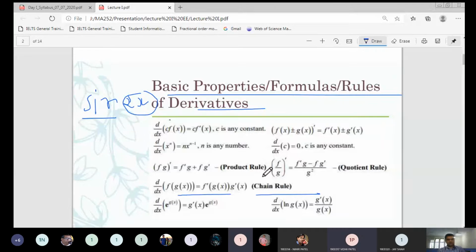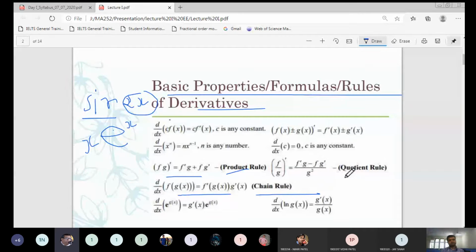Product rule. Good. If you want to differentiate x times e^x, first differentiate x, then e^x remains as it is, plus x times the derivative of e^x. This is the product rule. That means (fg)' is equal to f'g plus fg'. Is it visible? Yes, sir. Okay.